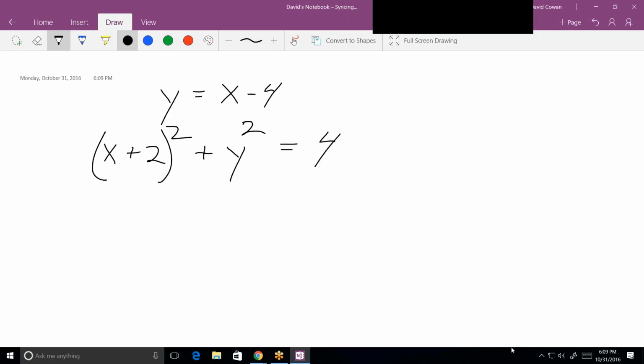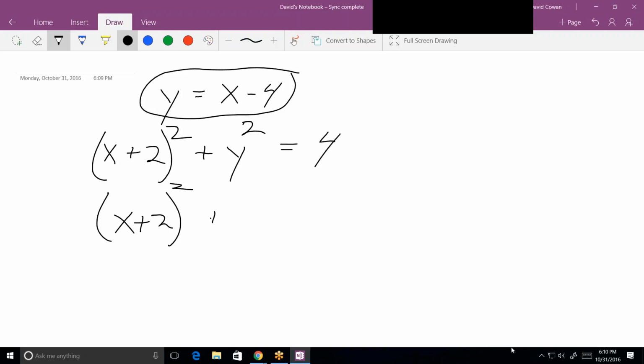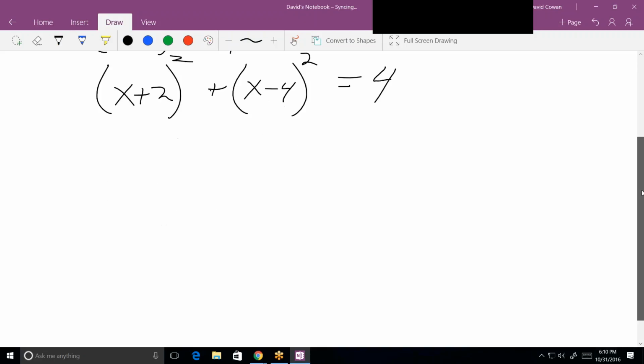Now, notice why this problem is better solved by substitution, because one of my equations is already solved for one variable. And it wouldn't matter whether it was x or y. As long as one of the equations is fully solved, it really lends itself to substitution. So I'm just going to substitute for y. Make sure you use parentheses when you do this. If nothing else, it helps clarify it. Now, we've got to do a little bit of work here.